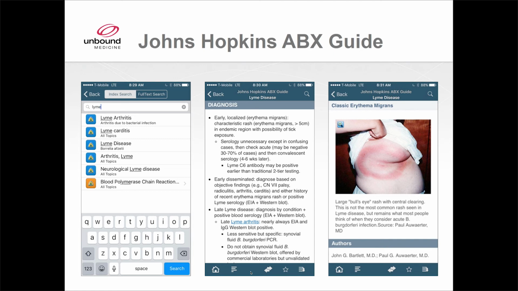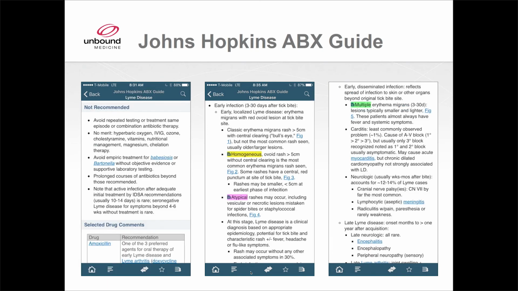And here again, we have modules of information that try to help the clinician understand how to diagnose it, based both on clinical presentations, but also serology. We do include photographs when appropriate, not only of patients, but also of pathogens. But here's an example of a classic rash of Lyme disease.